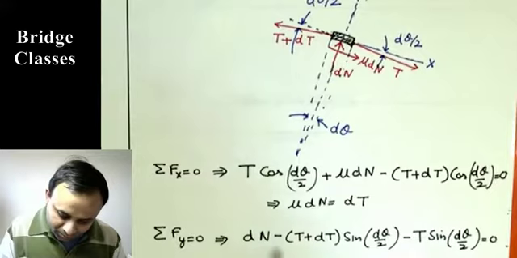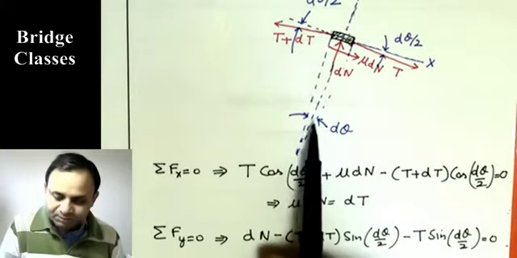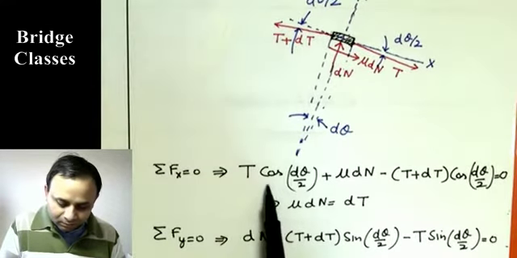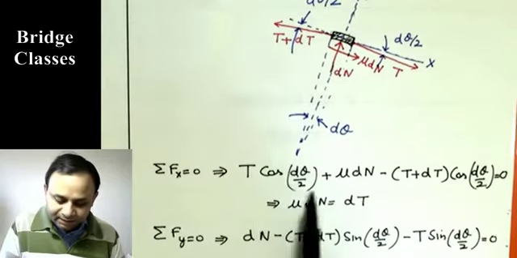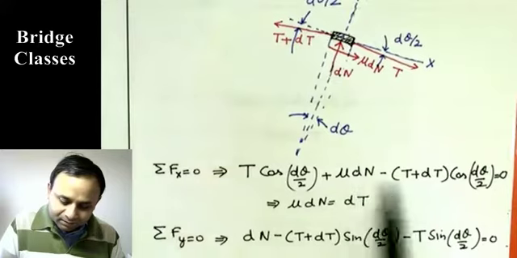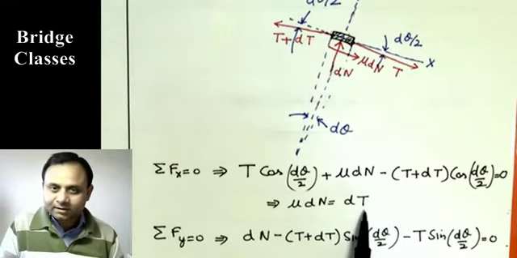Because d theta is very small, in the limit it approaches 0, then cos(d theta by 2) approaches 1. So we can take this as 1 and this as 1. With that, this equation gives us mu dN equals dT.